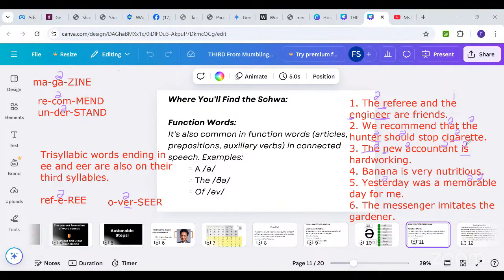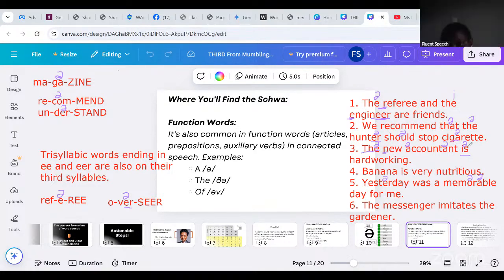So please read the sentence considering all the schwas. All the schwas there, the ones in THE, the ones in accountant, the ones in is.